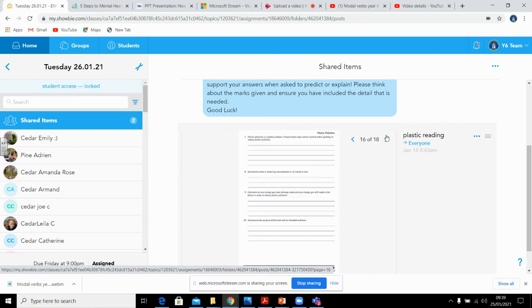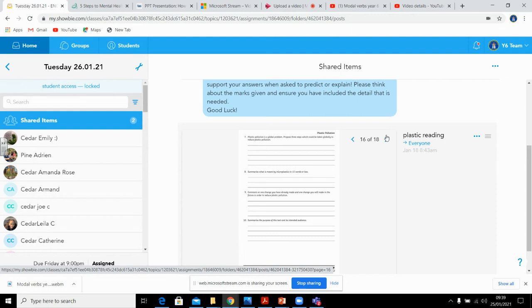Then question 7 again, there's huge space for an answer. That's going to be requiring 'plastic pollution is a global problem. Propose 3 steps which could be taken globally to reduce plastic pollution.' So it's asking you straight away in the question for 3 different things that will help reduce plastic pollution. They're going to help you in your writing further along in the week. So it's really important that you go through, find those 3 reasons, and put them down.